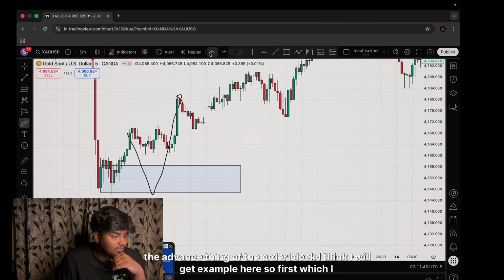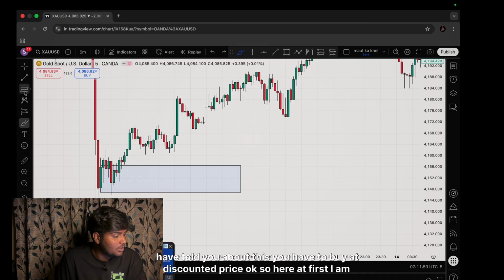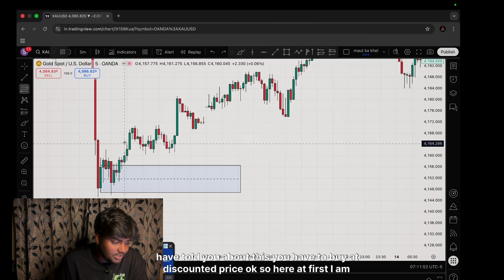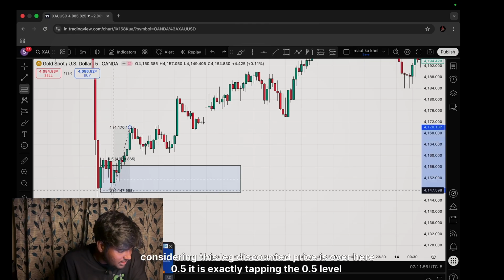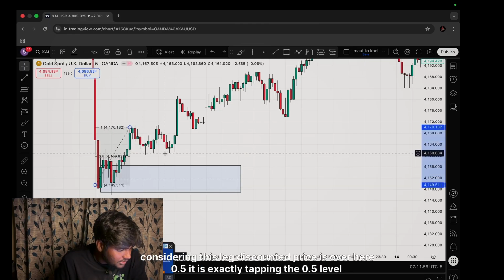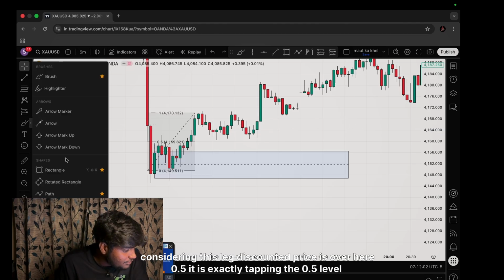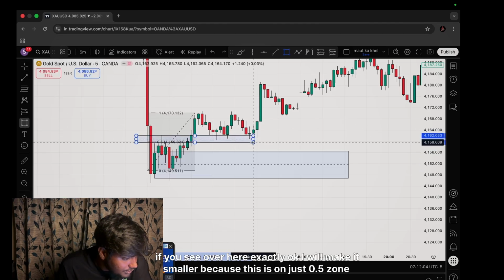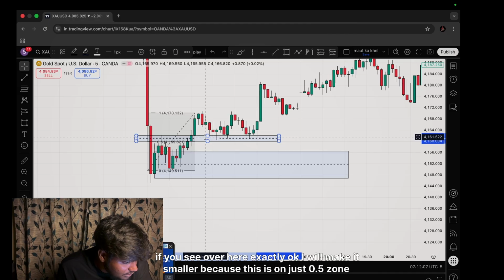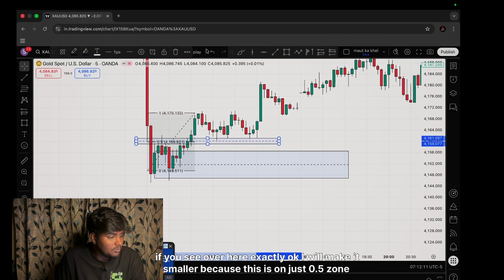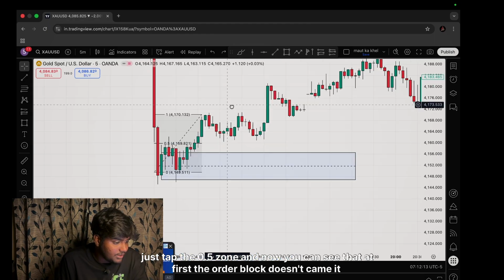I think I will get an example here. So first, which I have told you about, is you have to buy at a discounted price. Okay, so here at first, I am considering this leg. The discounted price is over here, 0.5. It is exactly tapping the 0.5 level. If you see over here, exactly. Okay, I will make it a bit smaller, because this zone just tapped the 0.5 zone.